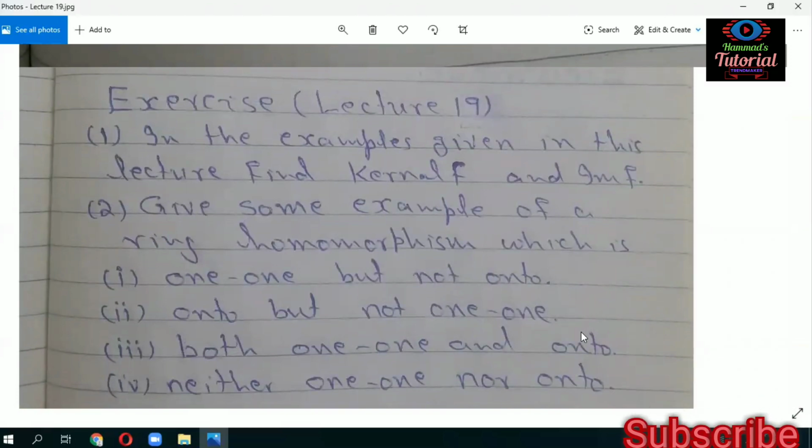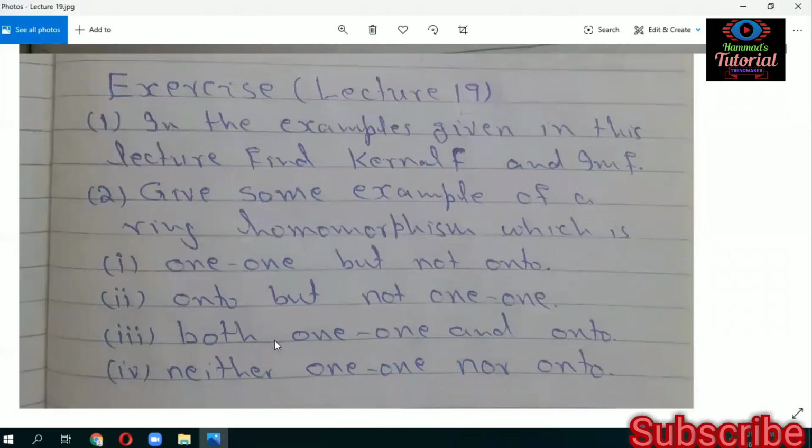In the exercise, you will have to prove, in the examples given in the lecture, find kernel of f and image of f. We have discussed 2 examples in this lecture. In both of the examples, you will have to calculate kernel of f and the image set of f. Image set of f means f of the first ring. Give some examples of a ring homomorphism which is 1-1 but not onto, onto but not 1-1, both 1-1 and onto, neither 1-1 nor onto. So these are the exercises that you will have to do.